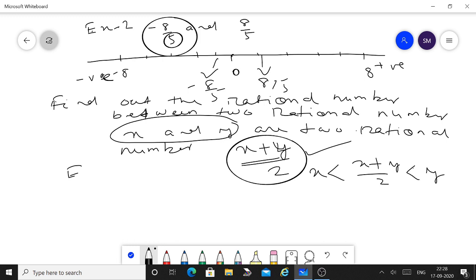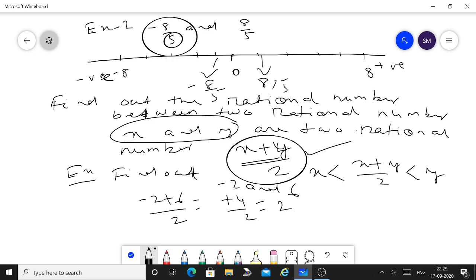Just take an example to be clear about it. Find out the rational number between -2 and 6. Then what is between them? -2 plus 6 upon 2. -2 plus 6 is 4, upon 2. Then what do we get? We get 2. 2 is greater than -2 and less than 6. Clear?